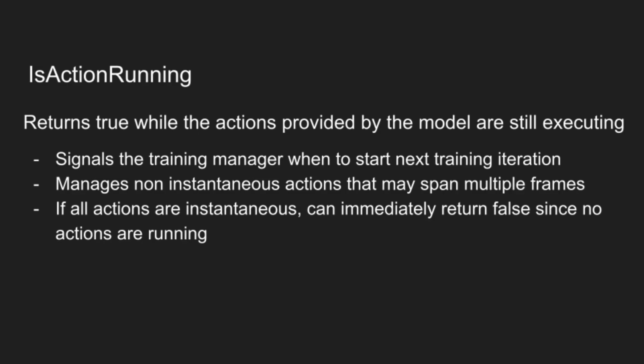With handle response actions now complete, let's move on to isActionRunning. The purpose of the isActionRunning function is to let the training manager know when the actions given by the model have been fully executed inside the simulation, and the training process can proceed with calculating the reward and new observation state. Simply, when we are still applying the actions in our simulation, return true. If we're ready for new actions, return false.